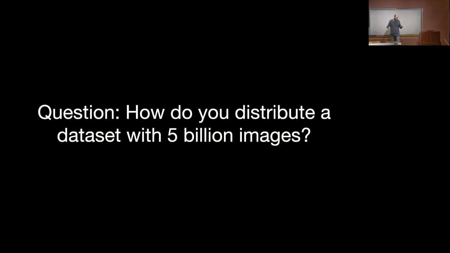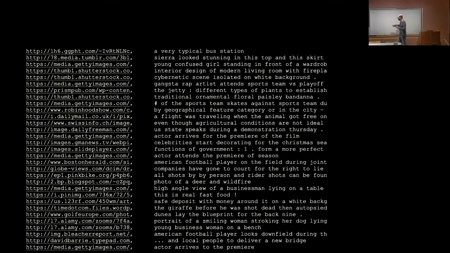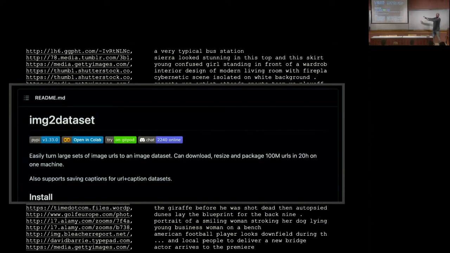So what do you do? You say, okay, I'm just not going to host it. But you still want it to be available. So how do you handle this? What you do is you say, I'm going to give you URLs and the corresponding text. It's your job to download this. I'm going to give you the metadata, the pointers. You go download it.